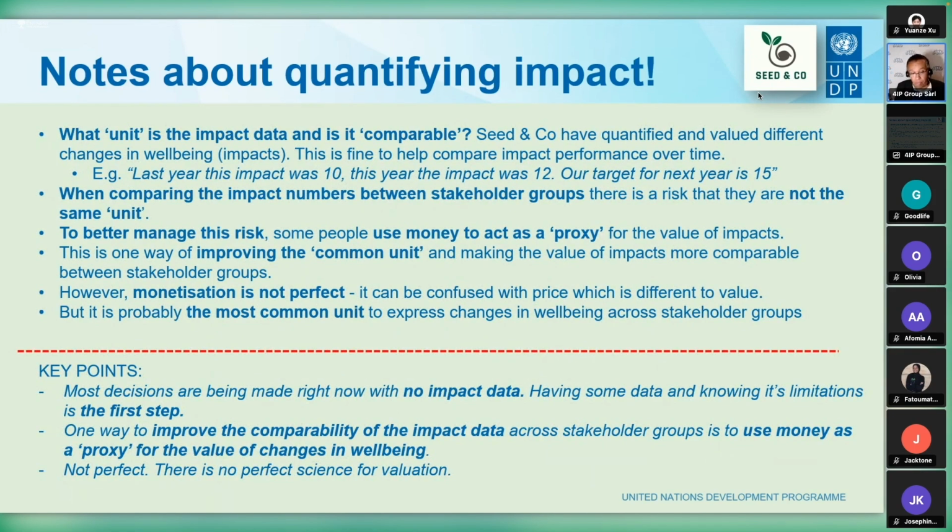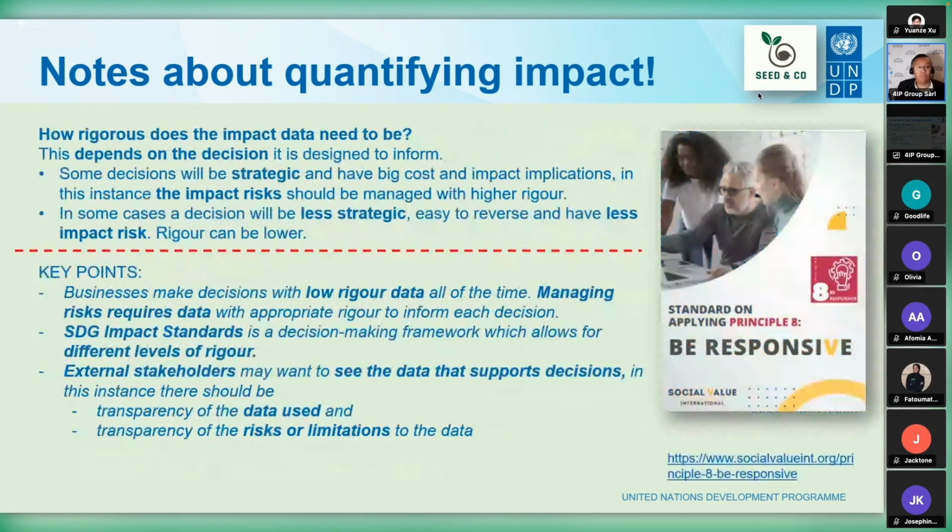And one way to improve the comparability of impact data across your stakeholder groups is to use money as a proxy for the value of changes in well-being. It's not perfect, but as you know, there's no perfect science for valuation. Another key point is that businesses make decisions with low rigor data all of the time. Managing risk requires data with appropriate rigor to inform each decision. The SDG Impact Standards are a decision-making framework which allows for different levels of rigor, and external stakeholders may want to see the data that supports decisions. In this instance, there should be transparency of the data that you're using and transparency of the risks and limitations of the data that you're using.